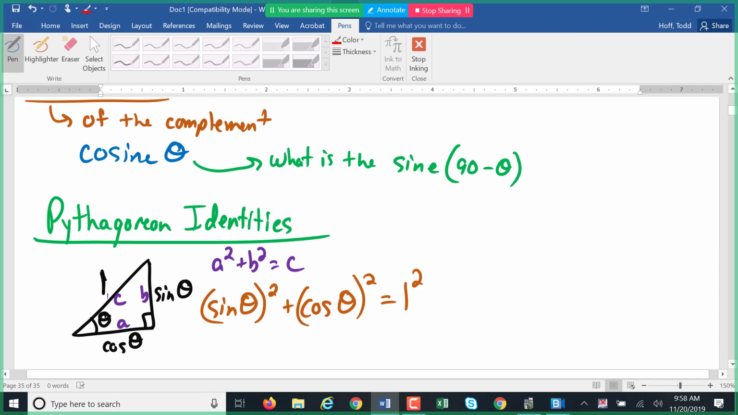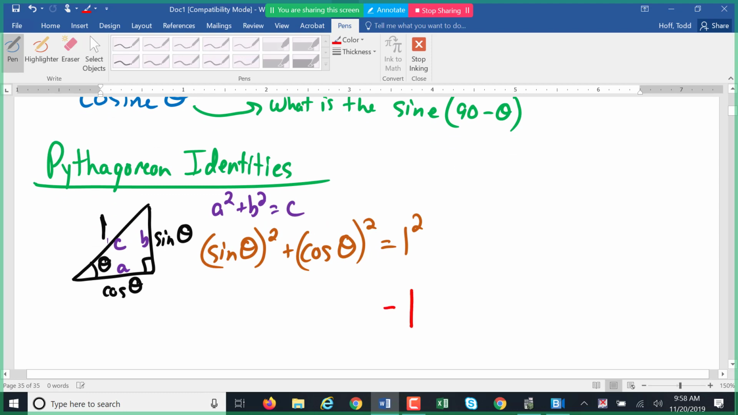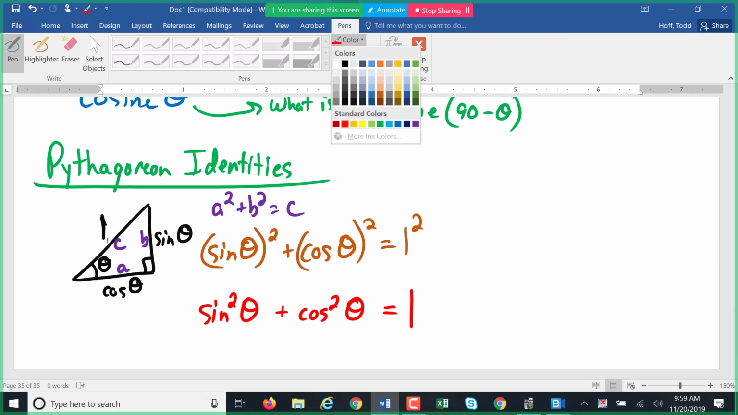Well, 1 squared is just 1. To abbreviate, instead of having to use these parentheses every time we square a trig function, sine squared of theta, we put the squared right after the sine. So that's sine of theta all squared. But we just put the squared right after the sine, so we know the whole function is squared, but we don't have to put those parentheses in. It's strictly a shorthand abbreviation is all it is. So we know that the sine of theta squared plus the cosine of theta squared has to add up to 1.